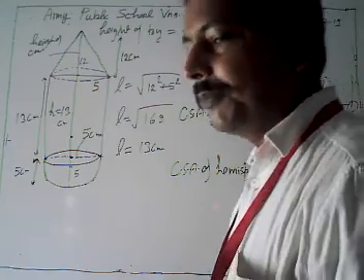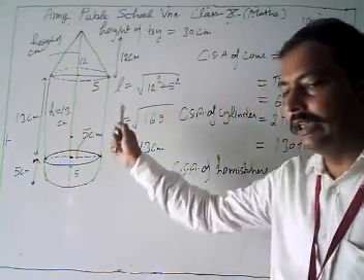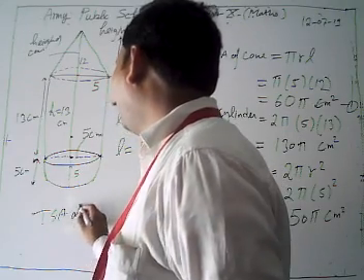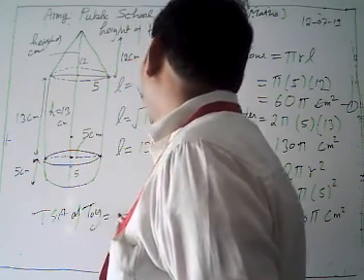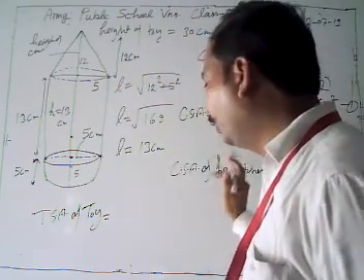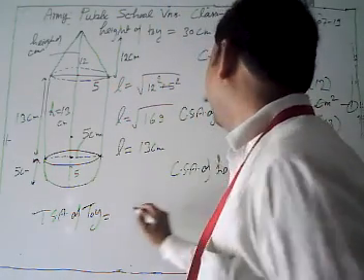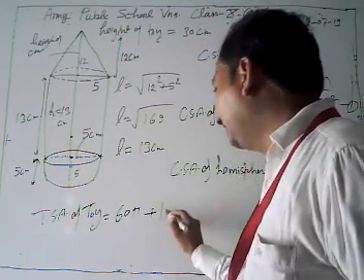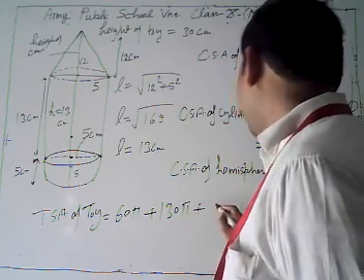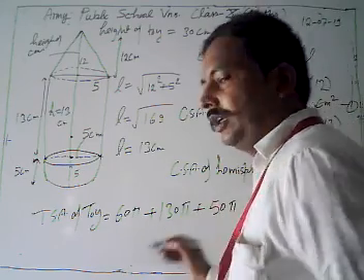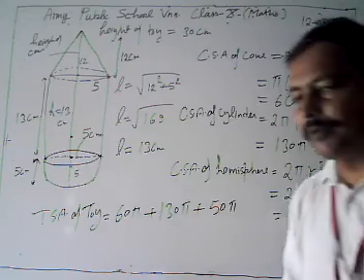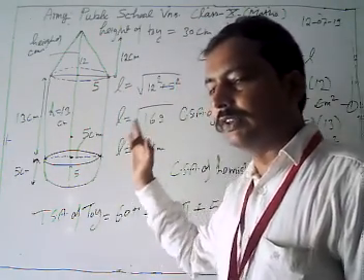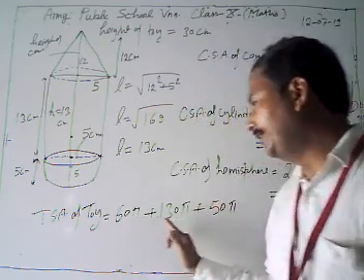Now look, in the problem we have to find the total surface area of this solid. Total surface area of the toy. We are going to add the CSA of cone. CSA of cone is 60 pi, plus CSA of cylinder 130 pi, plus CSA of hemisphere 50 pi. To find the total surface area of the toy, we have to add the curved surface area of cone, cylinder and hemisphere: 60, 130 and 50.